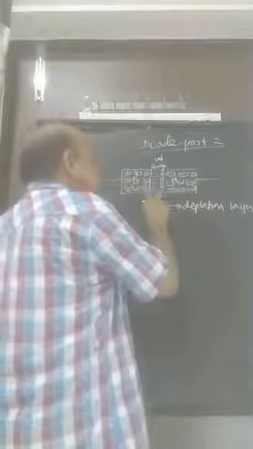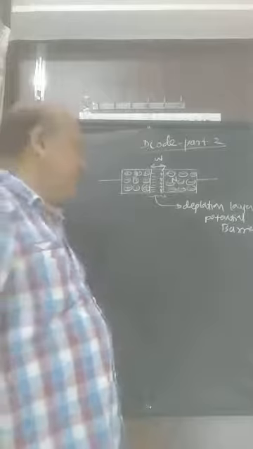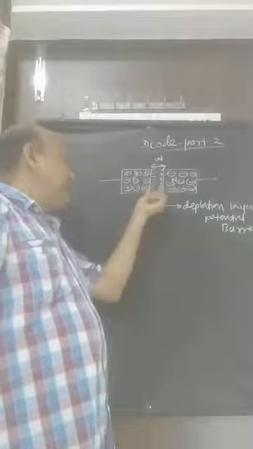These are the fixed layers, so this will also form the potential barrier. The depletion layer forms the potential barrier. This is called the potential barrier also. This potential barrier is important in the diode.